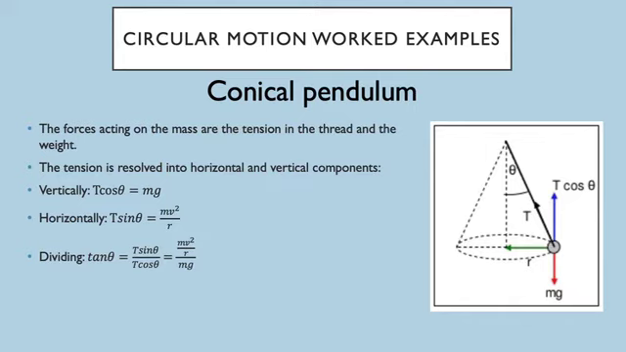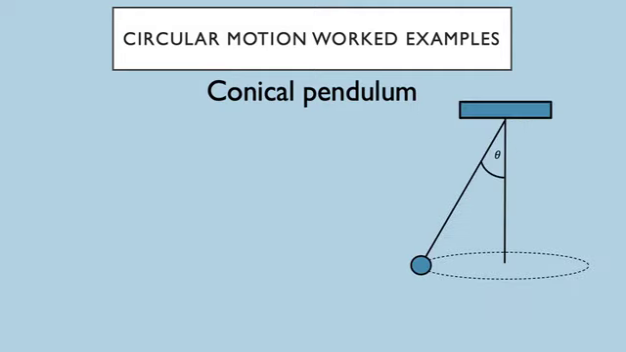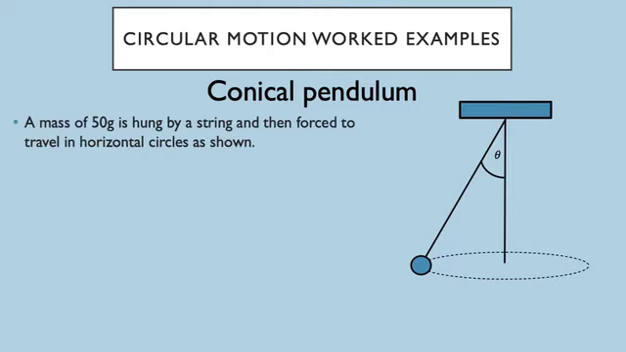So what we can do here, we've got a sine and a cos, so we can divide those together and we can get tan. Sine divided by cos is tan, isn't it? So tan theta is T sin theta over T cos theta, which in this case equals mv squared over r divided by mg. So that gives us tan theta equals v squared over gr. Okay, so we've divided through, and actually we don't need to worry about the mass in this case. So let's have a look at an example of a question that you might have.